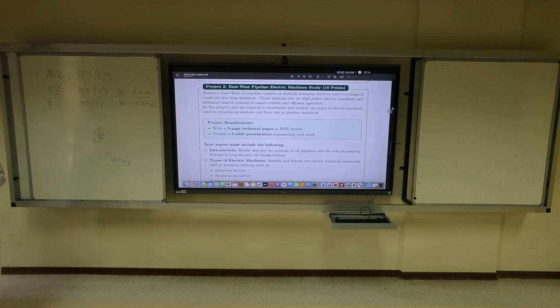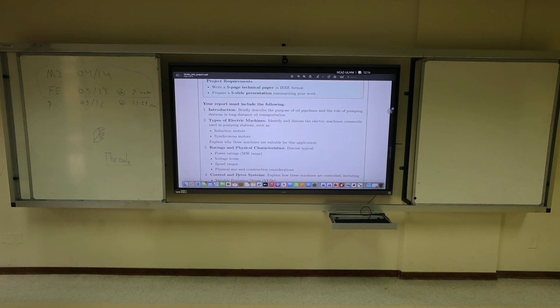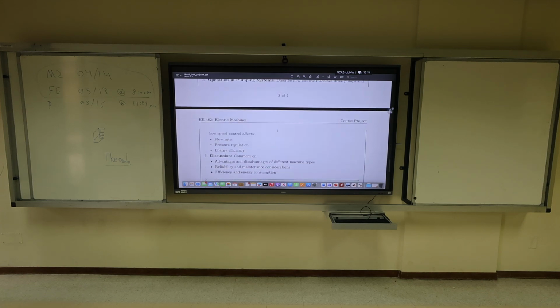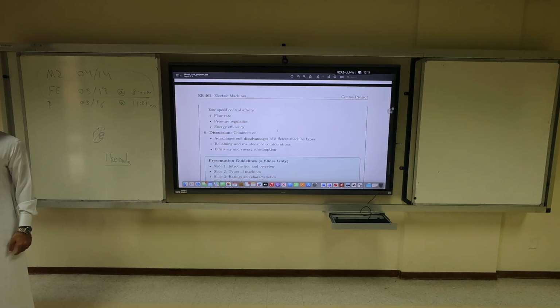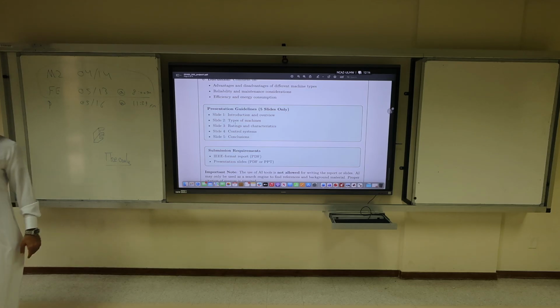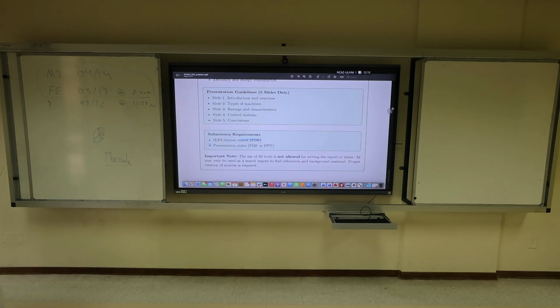You can use AI. This is the layout of the paper. Rating, physical, control, drive system, operating. Now I will update a better version. This is not the final version. And the 5 presentations. So 5 points for the reports, 5 points for the presentation, because there is no simulation. It has to be IEEE format.